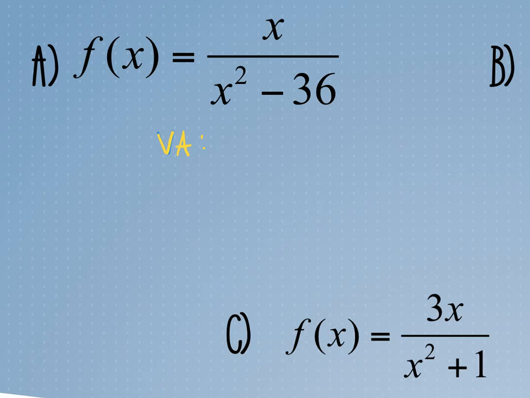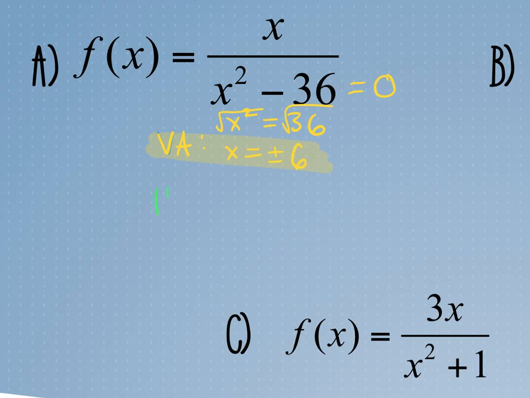What do we do to find our vertical asymptote? Set our denominator equal to 0. So we get x squared is equal to 36. We take the square root of both sides, so x is equal to plus or minus 6. So our vertical asymptotes are x equals plus or minus 6. How many vertical asymptotes do we have? 2.